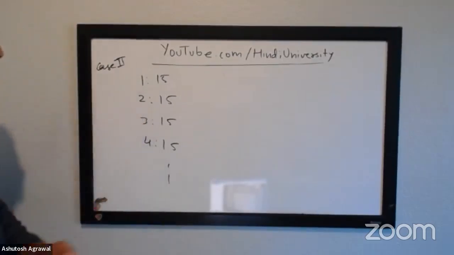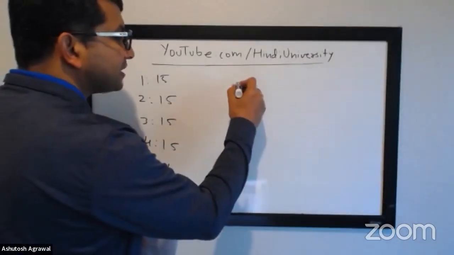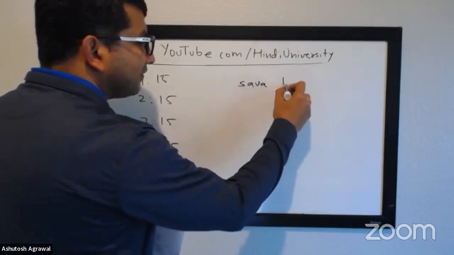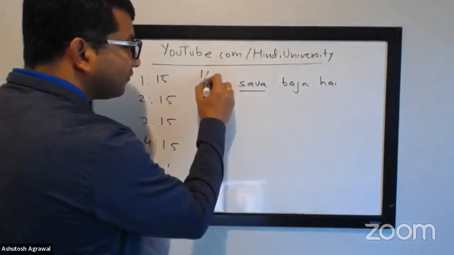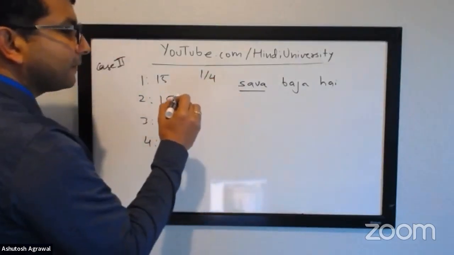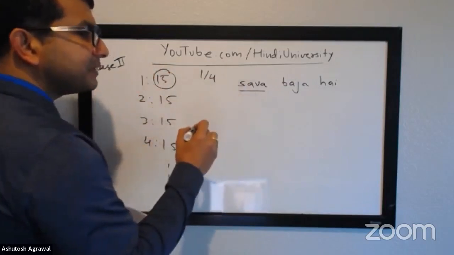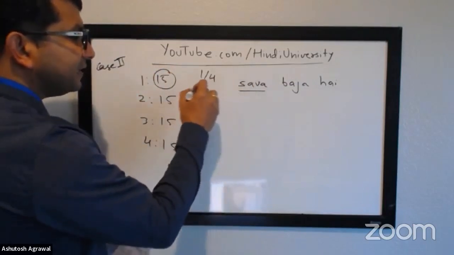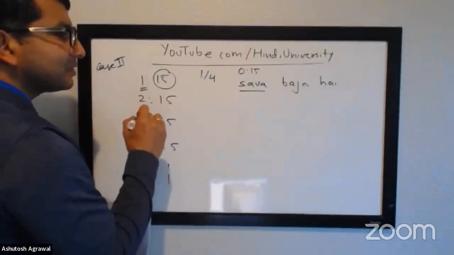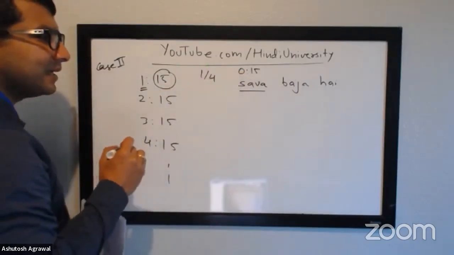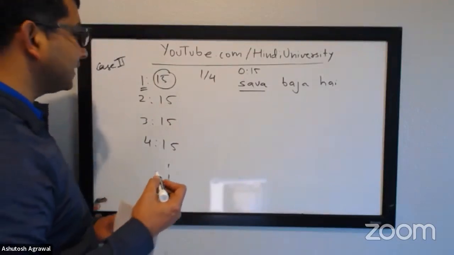Whenever it is 1:15, you typically don't use the word ek, you can just say sava baja hai. Sava really means 1/4, a quarter of the hour, so it becomes sava baja hai. Because it's 15, you don't have to really say sava ek baje hai or sava ek baja hai. You just say sava baja hai. But typically you will see Hindi speakers end up using sava ek baja hai as well.